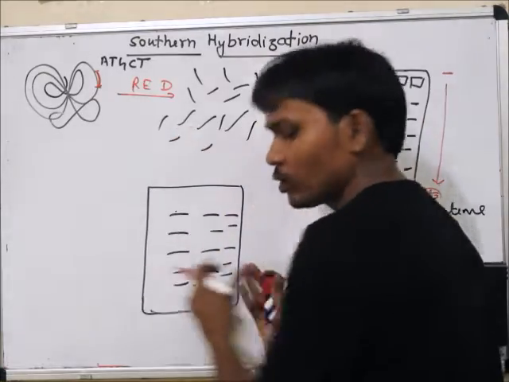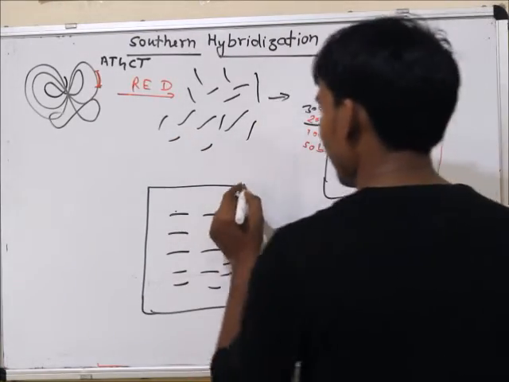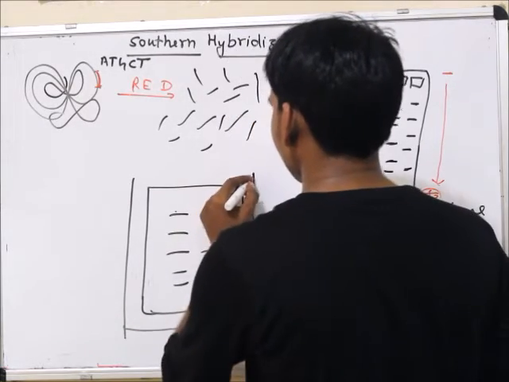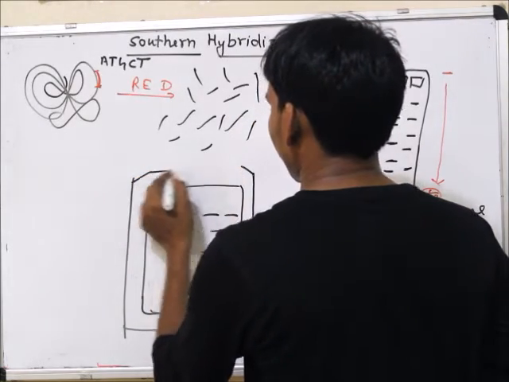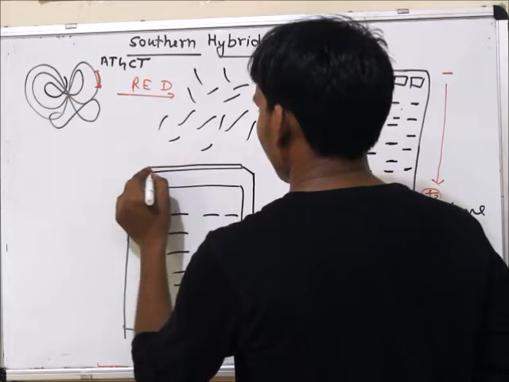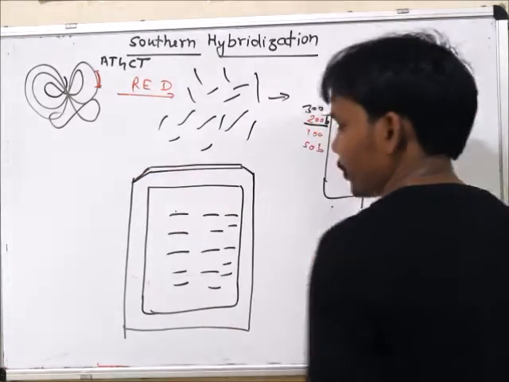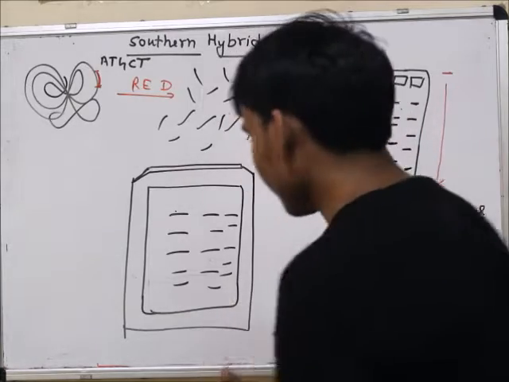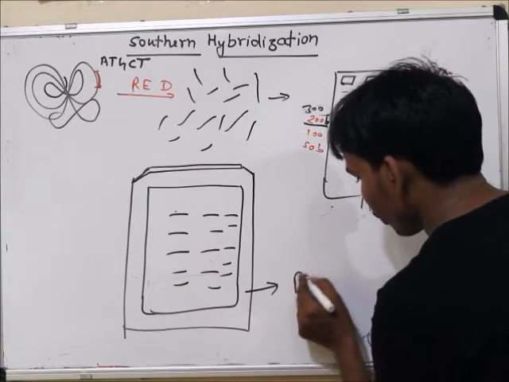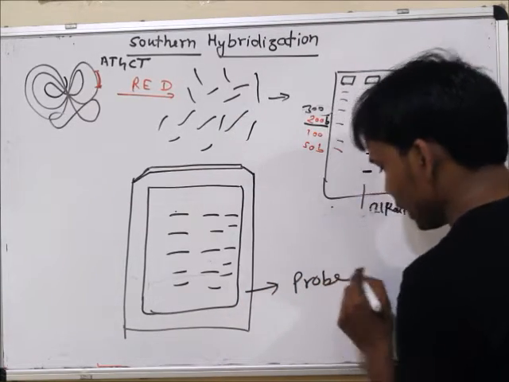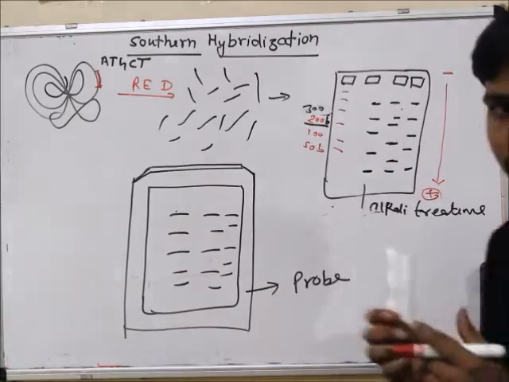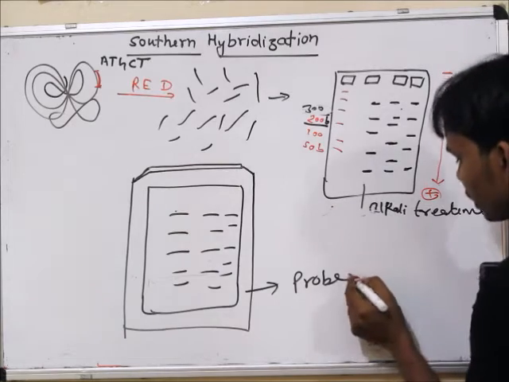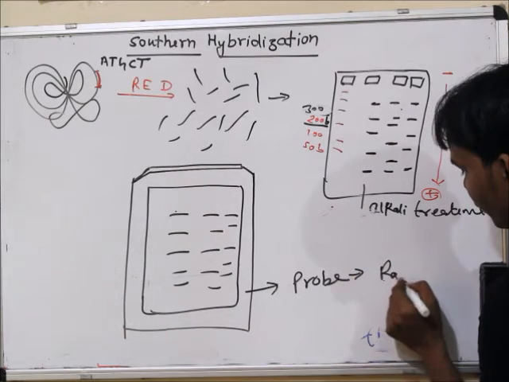this nitrocellulose paper is packed. Where is it packed? Packed into a specific type of polythene that contains probe. What is a probe? A probe is a specific known sequence that is artificially made, and it becomes radiolabeled.